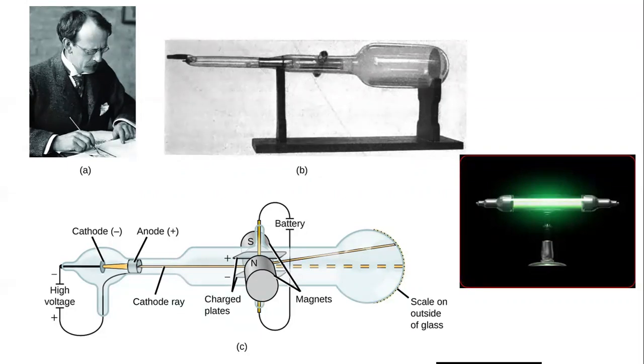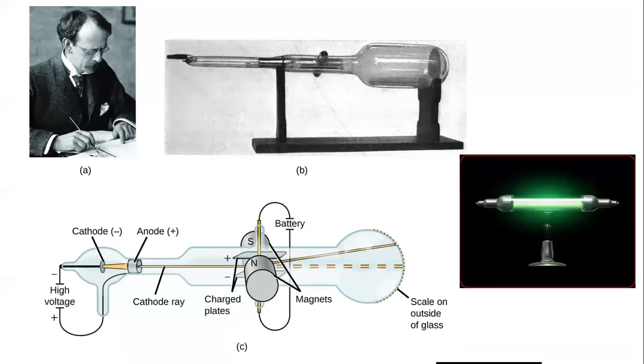Well, that's what Thomson wanted to know. Is it just a ray of energy that travels in waves like a ray of light? That was one popular hypothesis at the time. Or was a cathode ray a stream of moving particles? That was the other popular hypothesis. Thomson tested these ideas by placing negative and positive plates along the sides of the cathode ray tube to see how the cathode ray would be affected.